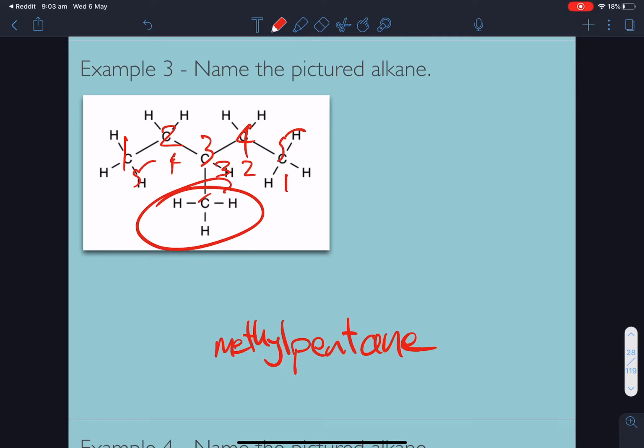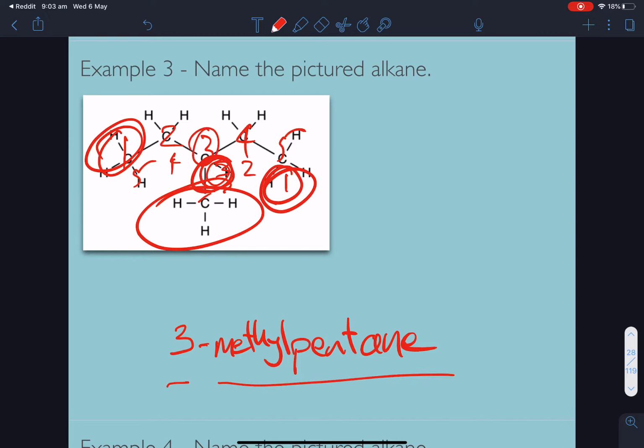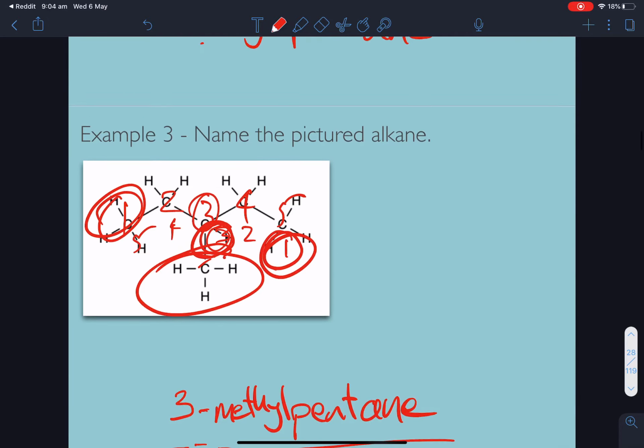This branch here, we could number this carbon 1 or this carbon 1, but whichever way we start, it's always going to be on the 3. So it doesn't matter which carbon we call number 1, because it's symmetrical in this molecule. So we've got a 3-methylpentane. No gaps in the word: number 3, dash, methylpentane. No spaces in between the 3 and the dash and the end.